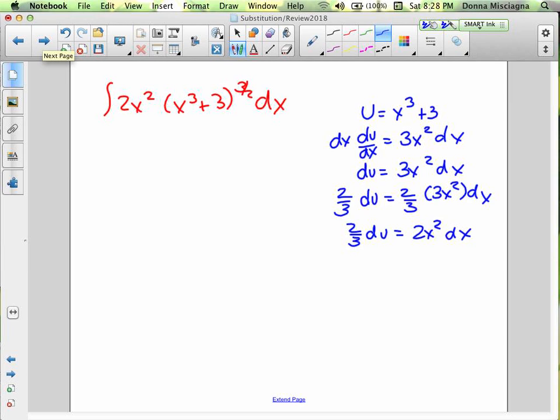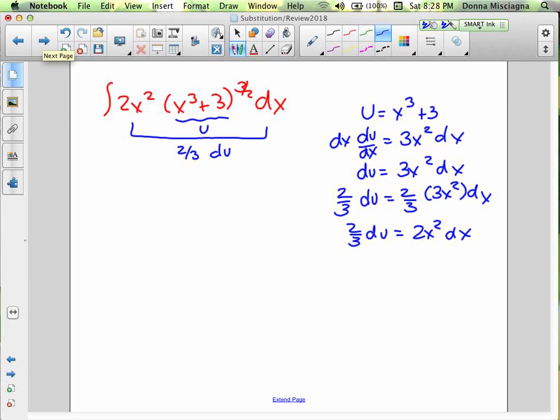So you can be off by a constant multiple, right? Because constant multiples sometimes get canceled when we're taking derivatives. Right? So we're going to replace this part with a u and this part with a 2/3 du. So long as everyone's represented in that equation, we're good, and the exponent stays.